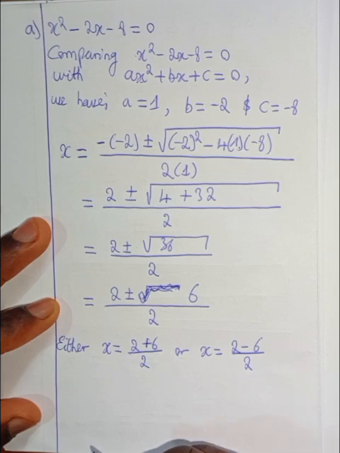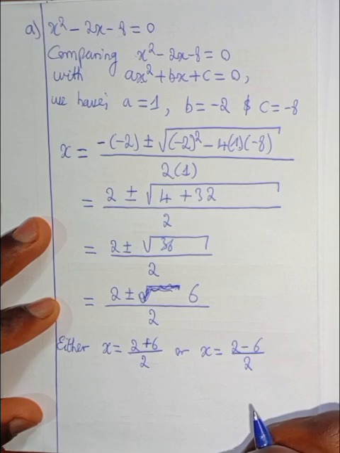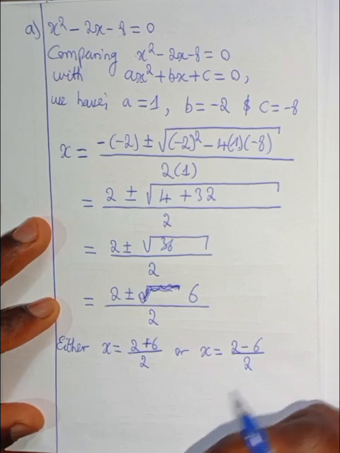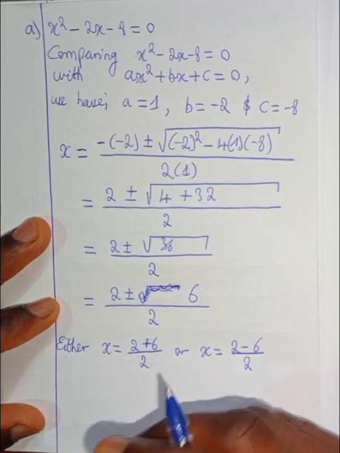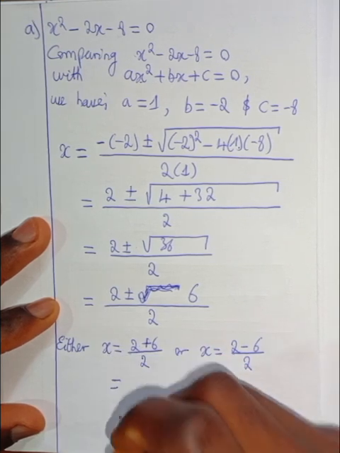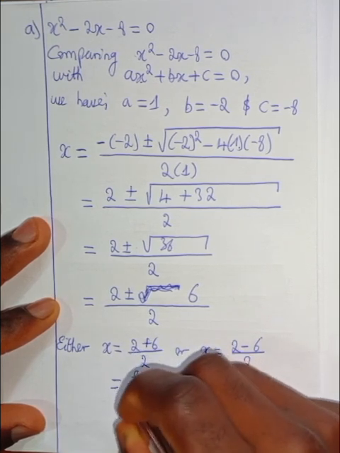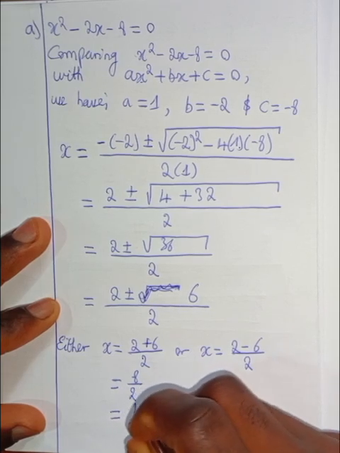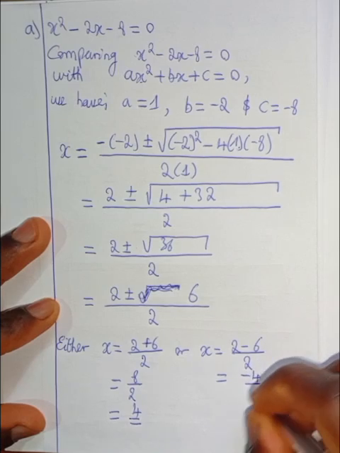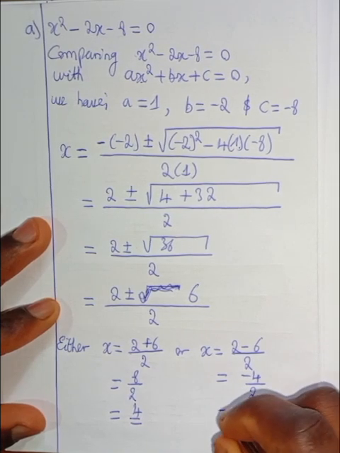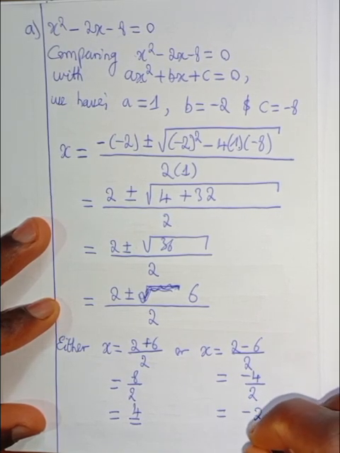You remember a quadratic equation, when you solve it, you always obtain 2 roots. That means 2 solutions. So it depends on whether the solutions will be 2 real distinct roots, or repeated roots, or complex roots. Here, this will simply be equal to 2 plus 6 gives us 8 over 2. 8 divided by 2 gives us 4. Here, 2 minus 6 gives us negative 4 over 2. Negative 4 divided by 2 gives us negative 2.